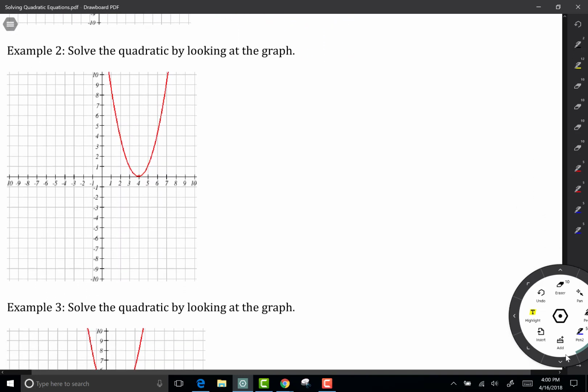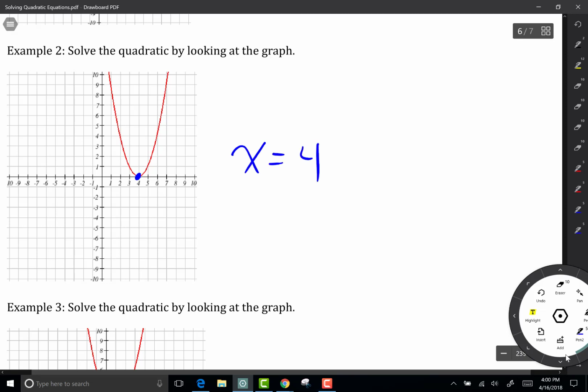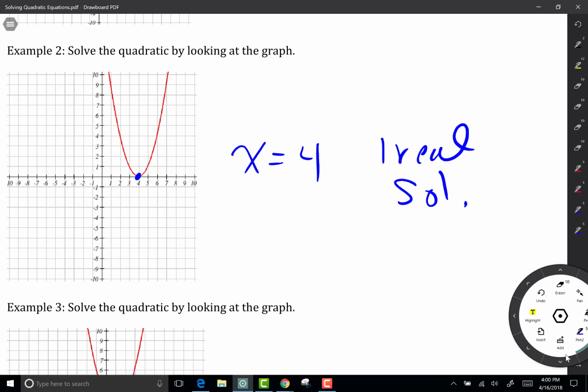For example 2, there's only one place that it crosses the x-axis, or actually it doesn't even really cross it, it just does what I like to call a touch and turn. It touches the x-axis at x equals 4. So this is the case where we have one real solution. So if we actually had this equation and we plugged it into our quadratic formula, our discriminant would be 0.